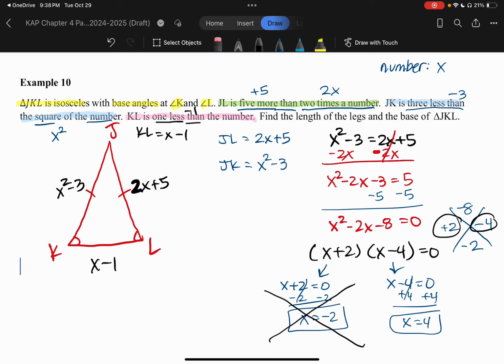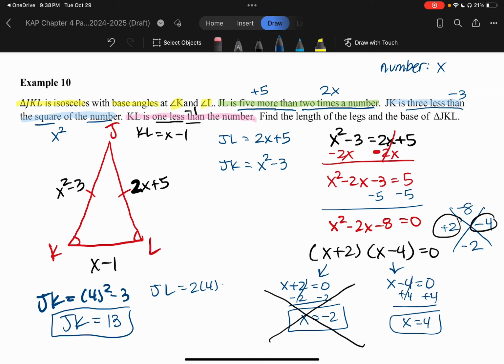So let's test out the 4. If the negative 2 doesn't work, that is an indicator that the 4 has got to be the one that works here. We should be pretty good at doing mental math here. If I do JK, x squared minus 3, this would be 4 squared minus 3. 4 squared is 16, and if I subtract 3, it's 13. So JK is 13. JL, which happens to be the congruent side to that, should also be 13. Let's test it out. This would be 2 times 4 plus 5. 2 times 4 is 8. If I add 5 to that, it's 13, so it does check out.